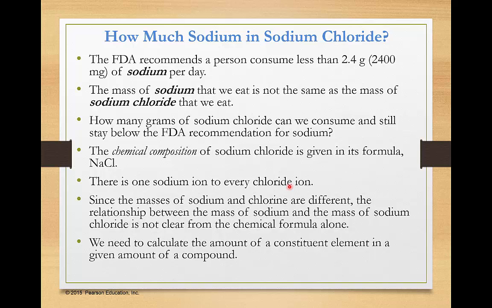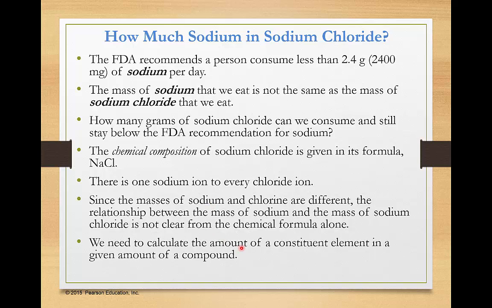All right, so you might think, okay, fine, it's a 1-to-1, so I take the mass of sodium chloride and divide it by 2, and there we go. Well, that doesn't work either, because the masses of both sodium and chlorine are not the same. If these had the same mass, that would work fine to divide by 2, but they're different. So we have to look at the relationship between the mass of sodium and the mass of sodium chloride. And we can't get it just from the chemical formula. We also need to know something about the masses of each of those.